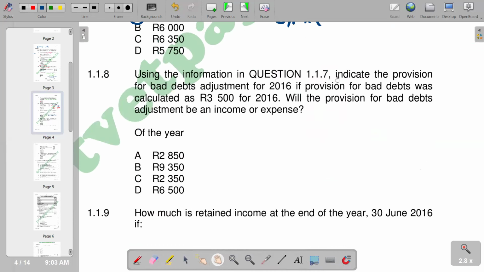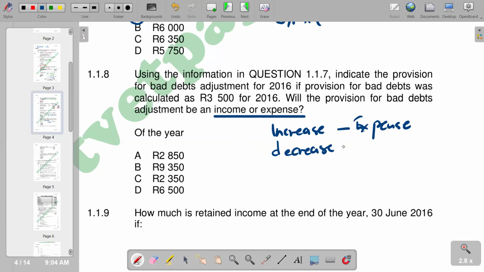Using the information in question 1.1.7, indicate the provision for bad debts adjustment for 2016. If the provision for bad debts was calculated as 3,500 for 2016, will the provision for bad debts adjustment be an income or expense? So very important. When you're indicating it as an income or expense, remember when you calculate the adjustment or provision, you're supposed to identify whether there is an increase or a decrease. When you see that it is an increase, it will be an expense. When you see that it's a decrease, it will be income. So basically, this is what we have for this part.